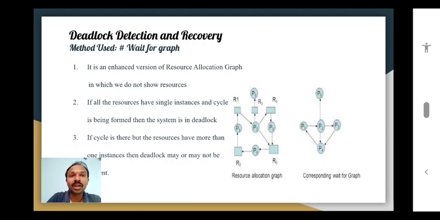When we are talking about deadlock detection and recovery, here we are using a method known as the wait for graph method. Now what is this wait for graph method? It is an enhanced version of the resource allocation graph, in which we do not show the resources. To understand this in a better way, let us consider the diagram beside, the resource allocation graph.